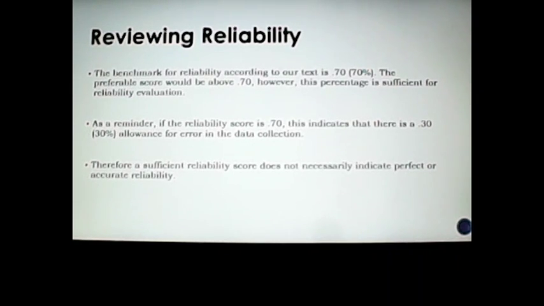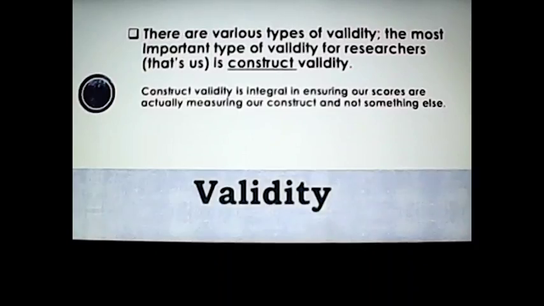Okay, let's quickly get into some validity. There are various types of validity. The most important type of validity for researchers, which is going to be us in this case, is construct validity. Construct validity is integral in ensuring our scores are actually measuring our construct and not something else. So this is pretty important to our research.